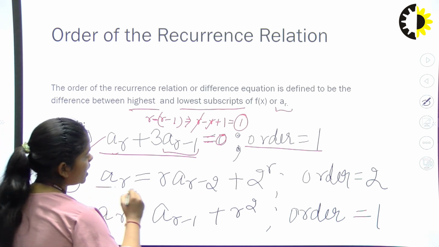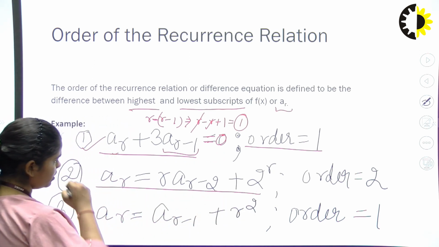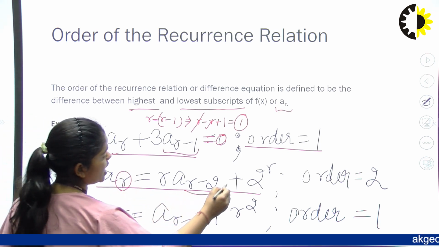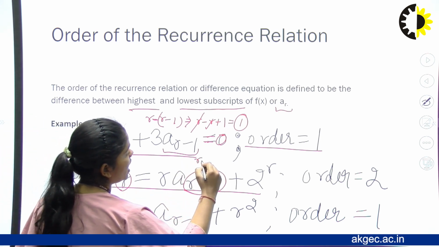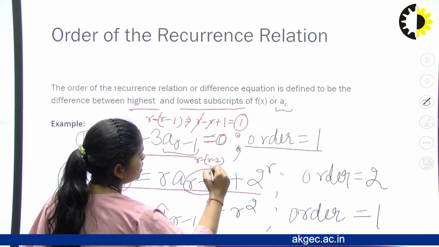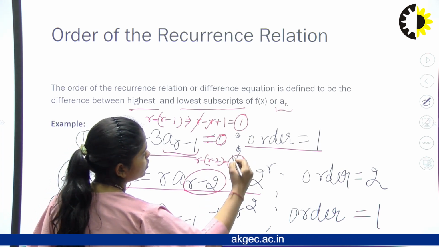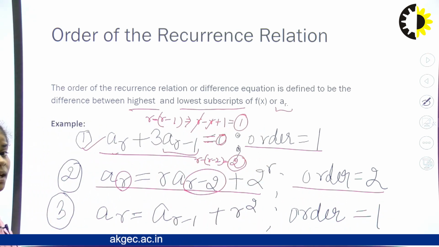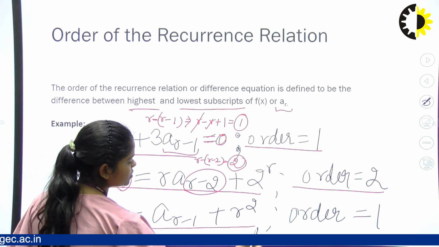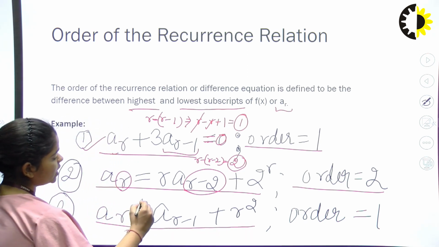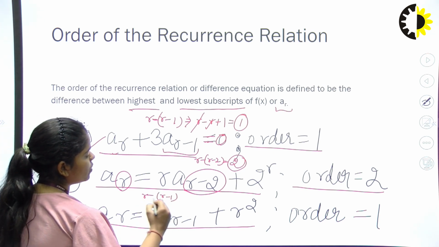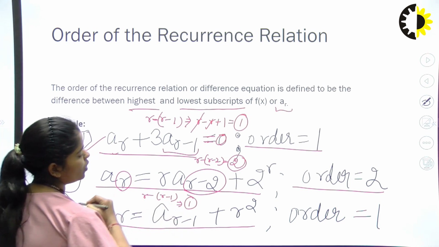So the order of this relation is 1. Similarly, for the second example, the highest subscript is r and the lowest is r minus 2. So r minus (r minus 2) is equal to 2. So the order of the given relation is 2 in this case. Now we take the third example, a_r equal to a_(r minus 1) plus r square. Here the highest value is r and the lowest value is r minus 1, so we get 1 as the order.